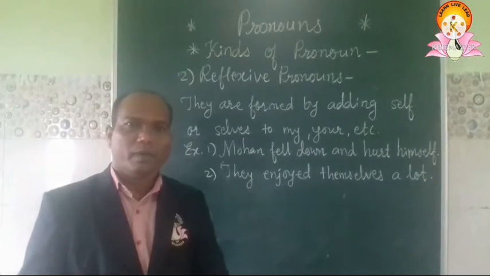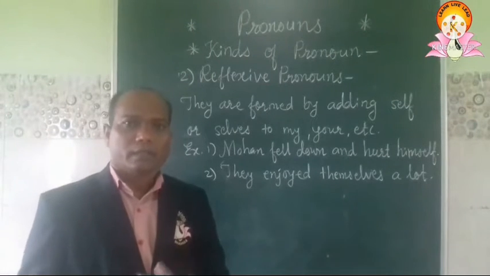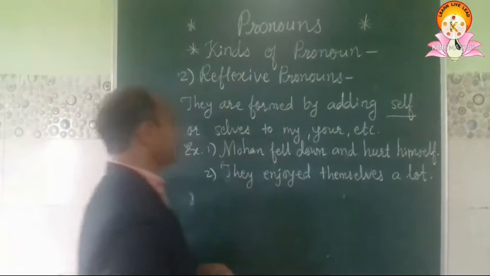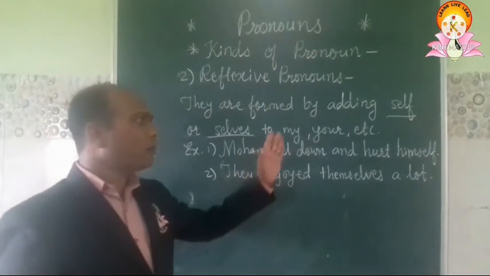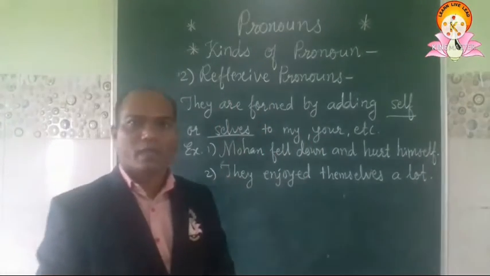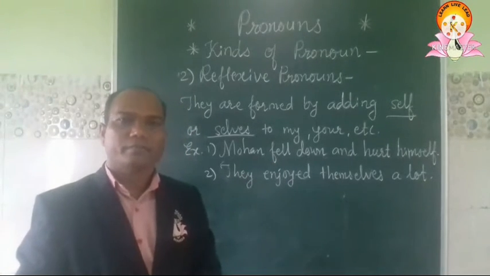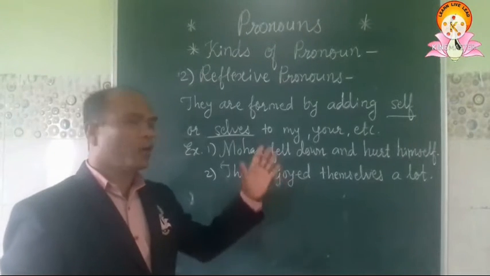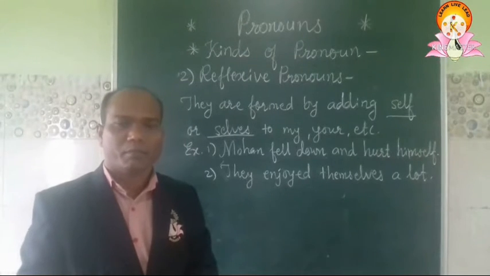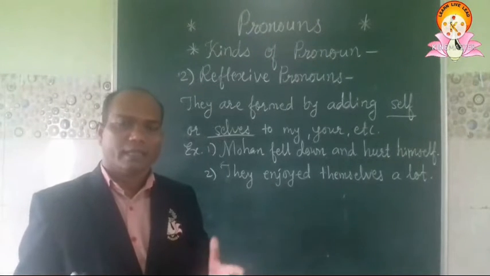The second kind of pronoun is the reflexive pronoun. The pronouns that are formed by adding self or selves to my, your, etc. are called reflexive pronouns. So these pronouns are created by adding self to my. For example, if we add self to my, then it becomes myself. In the same way, himself, herself, yourself, etc.